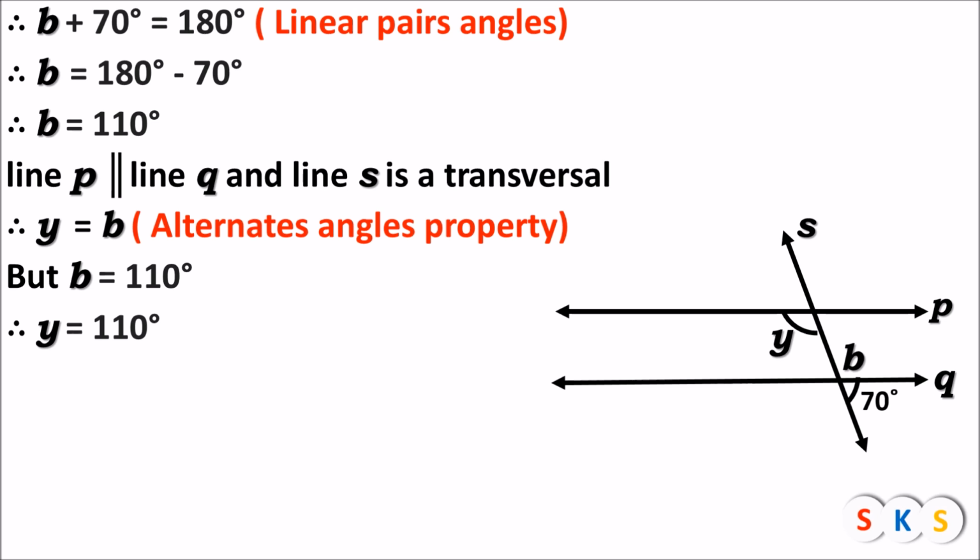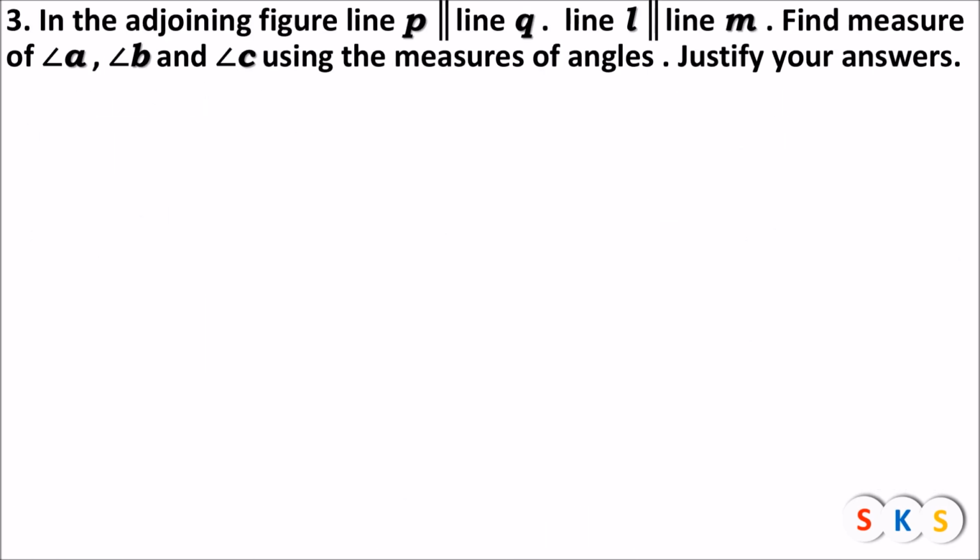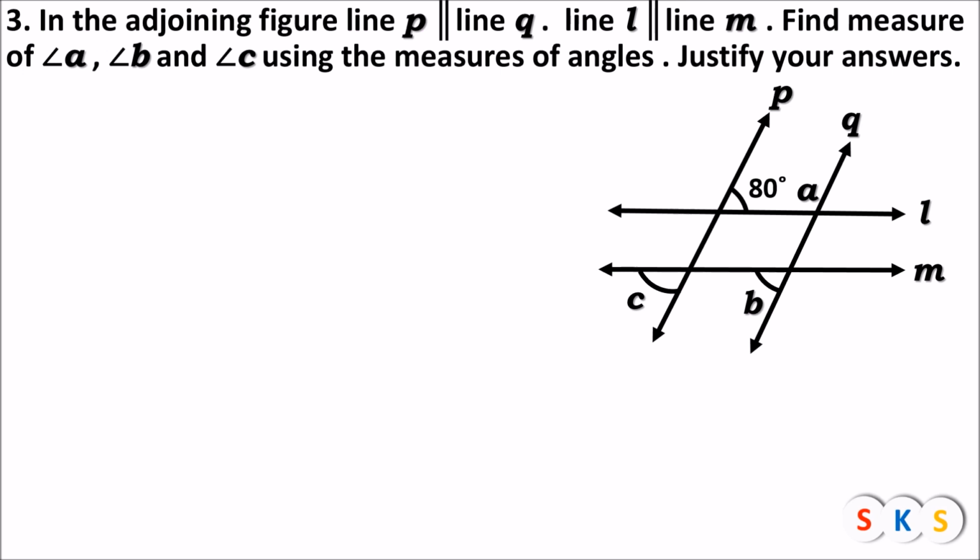Now here we have the next question, question number 3. In the adjoining figure, line P is parallel to line Q, and line L is parallel to line M. Find the measures of angle A, angle B and angle C using the measures of angles. Justify your answers. Let's see the solution of this question.